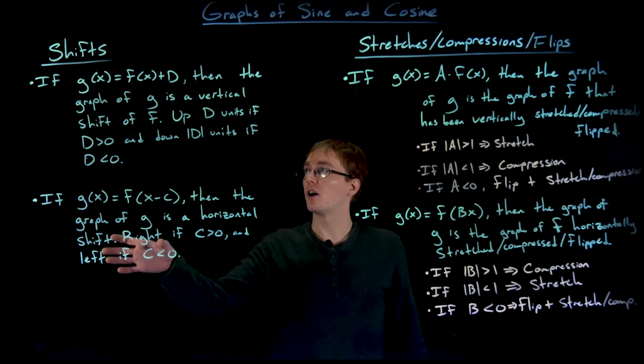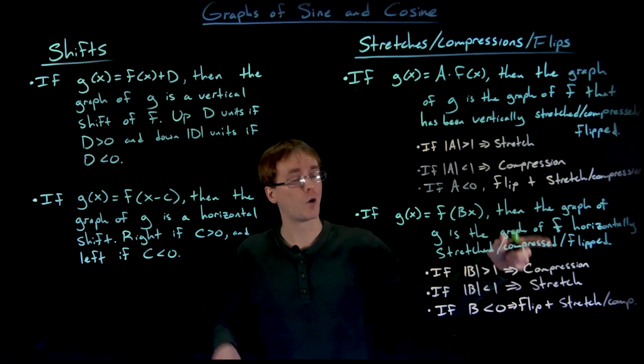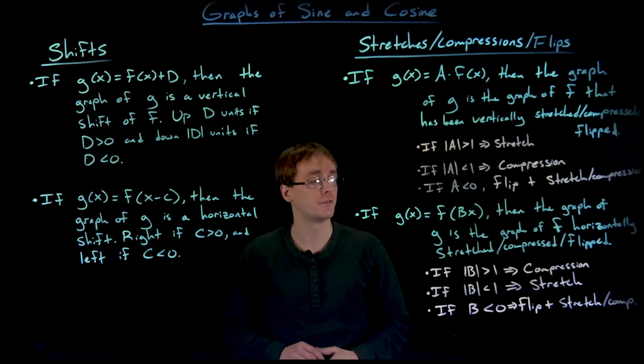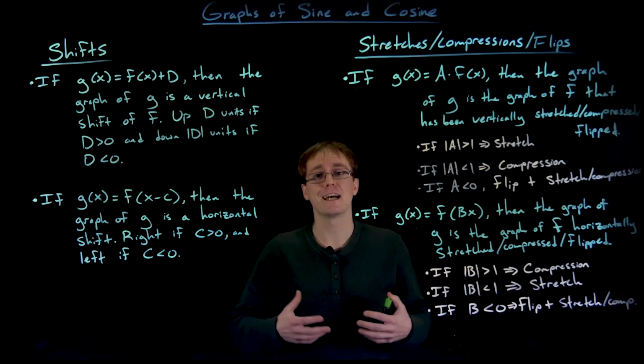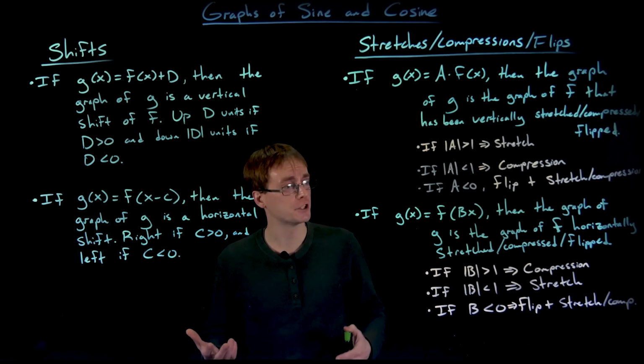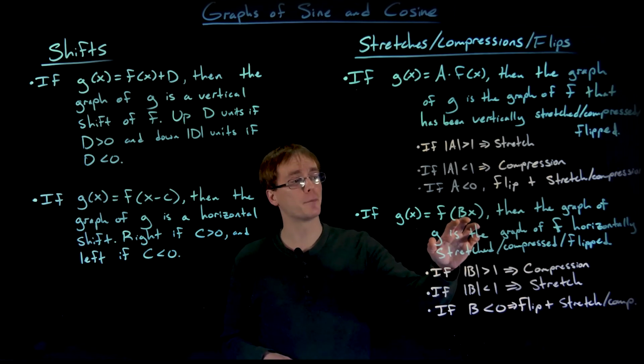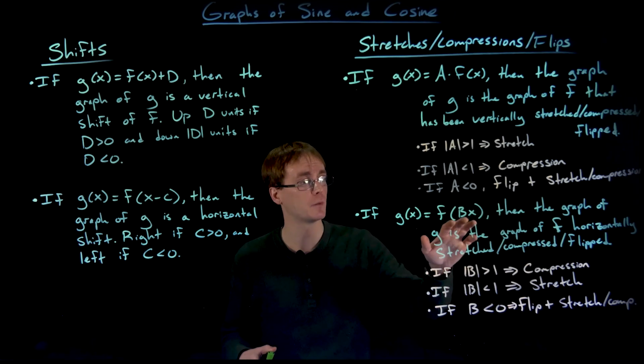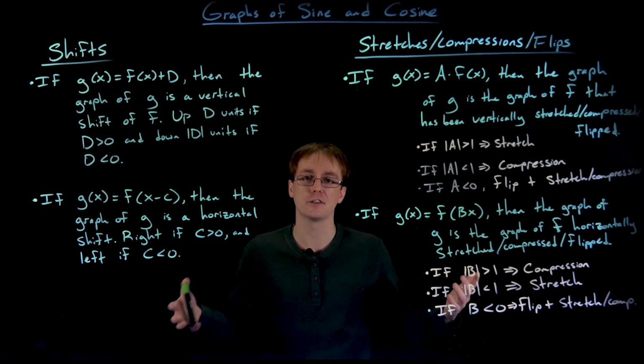And just like what we saw with our horizontal shifts, our horizontal stretches, compressions, and flips are going to be counterintuitive as well. So what I mean by this being kind of a counterintuitive set of transformations here is if b were a number that is larger than 1, like 5, just a quick glance and using our intuition, we might think, well, we're multiplying our x values by 5.